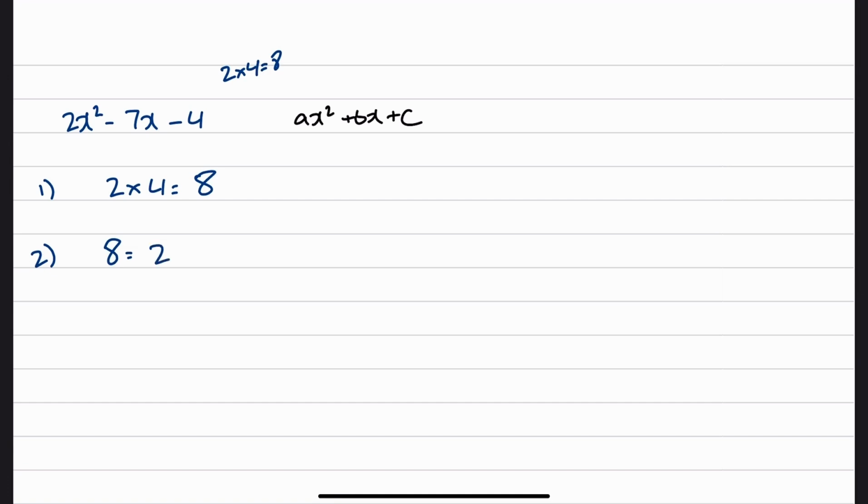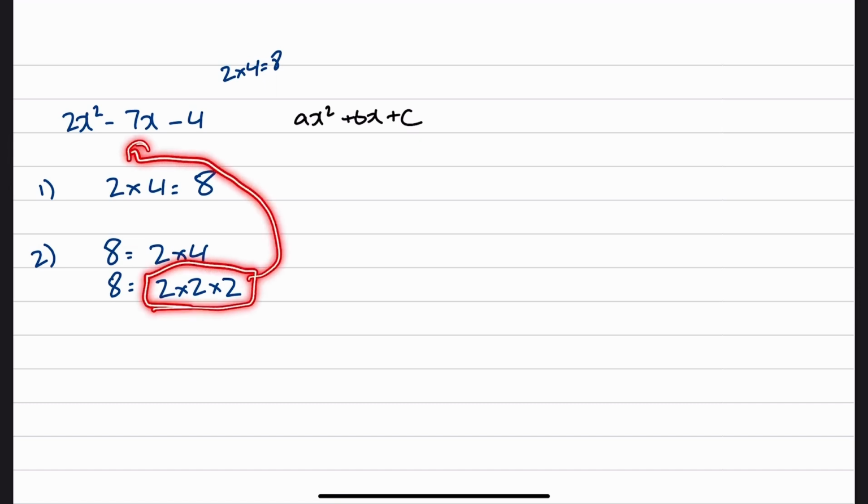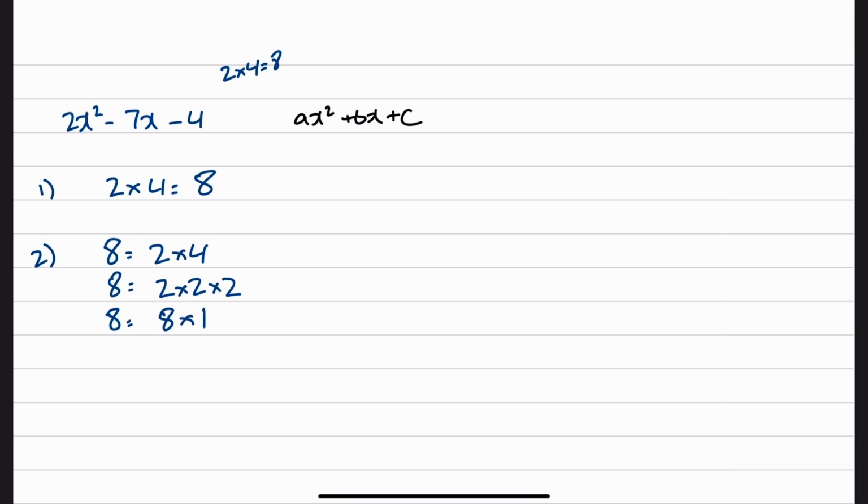So 8 can be broken down into 2 times 4. Will 2 or 4 in any scenario add or subtract to give me minus 7? No, they won't. So 8 can also further be broken down into 2 times 2 times 2, which also will never add or subtract to give me minus 7. So what else can we break down 8 into? Into 8 times 1. Can 8 times 1 give me minus 7?